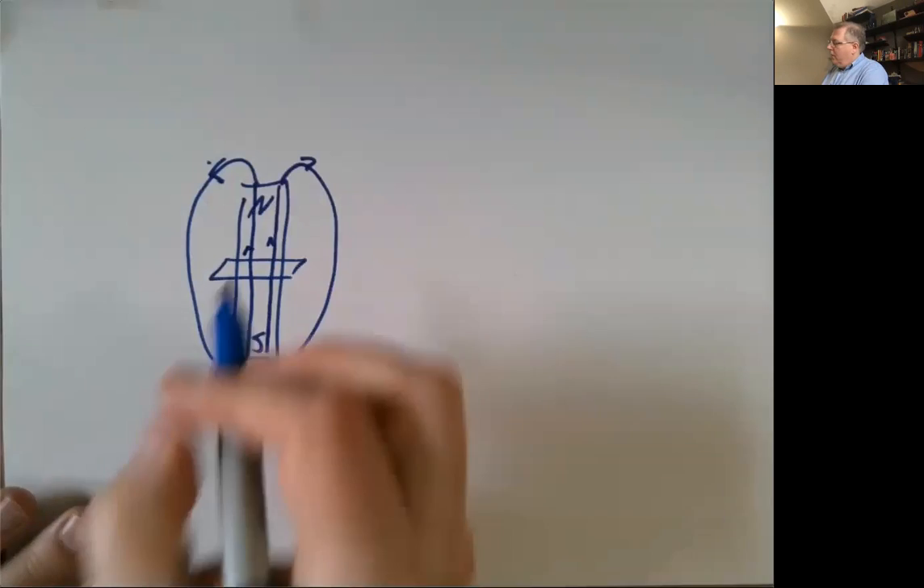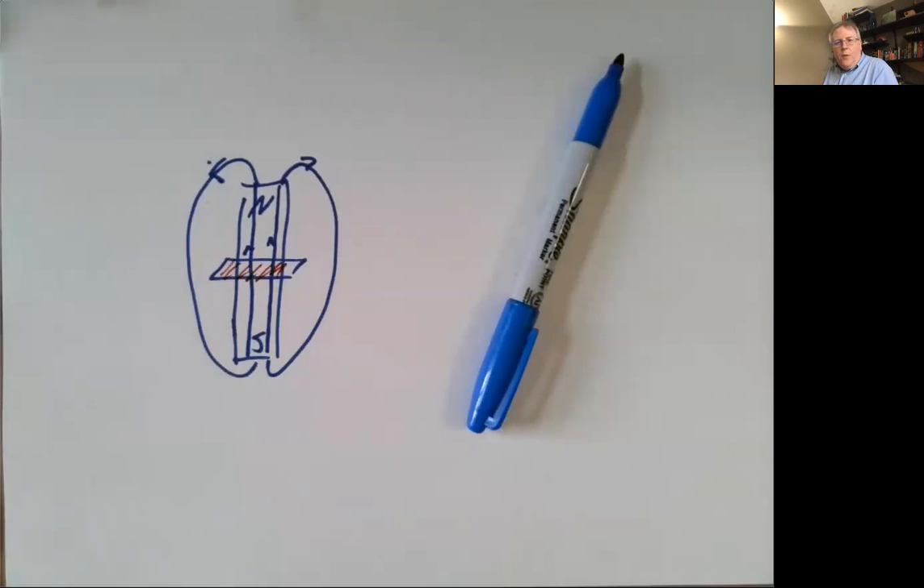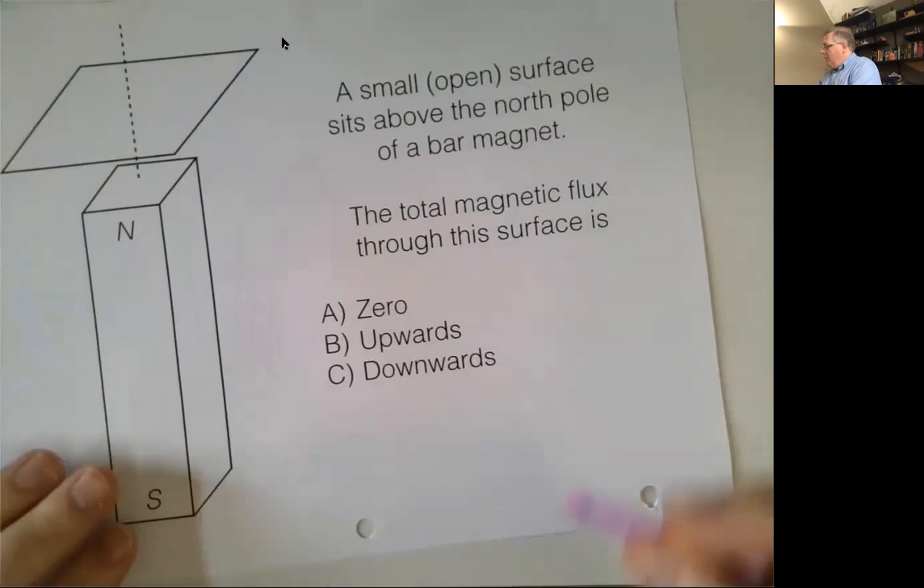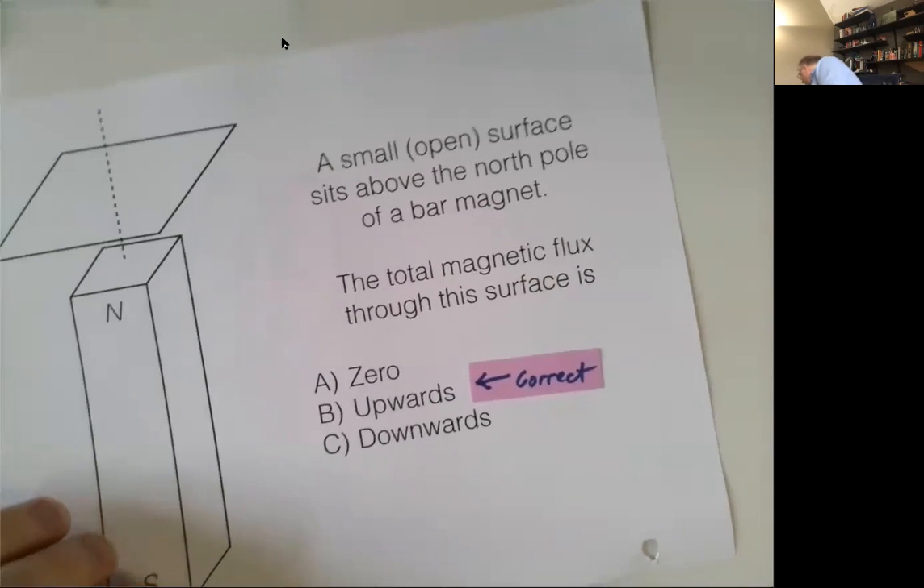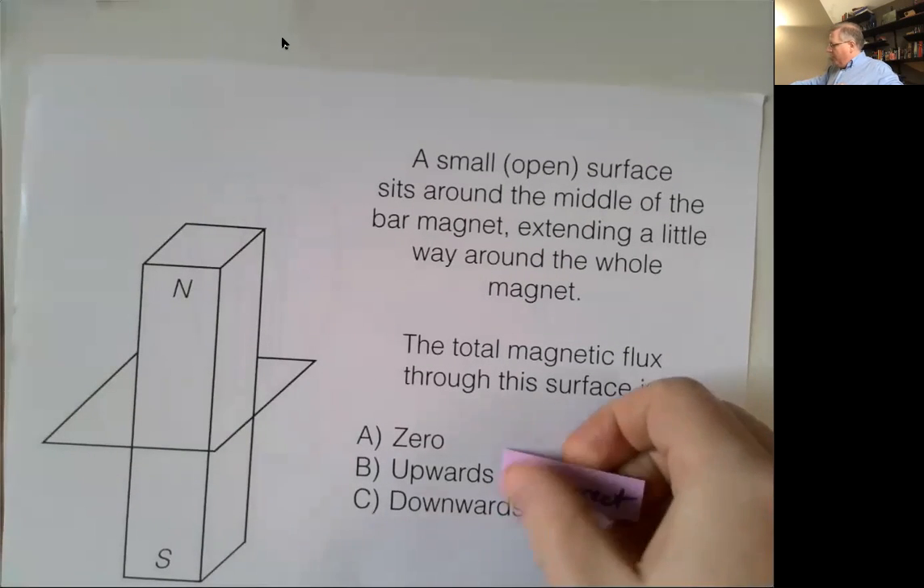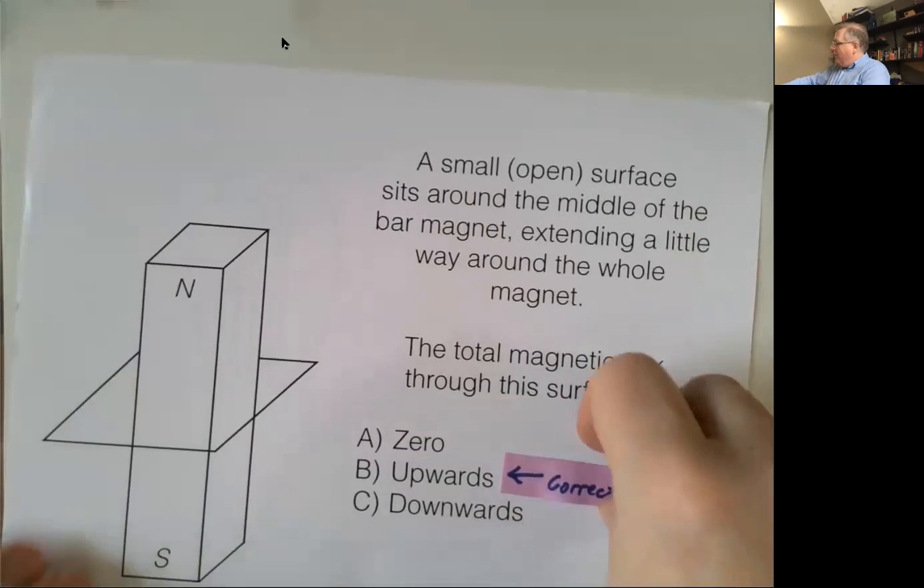So now for that surface, do I have more lines going up or more lines going down? More going up. So the right answer here was upwards, right? And then the right answer here was also upwards. I'm putting this on so if somebody skims back through the video lecture, they can see which things they were.